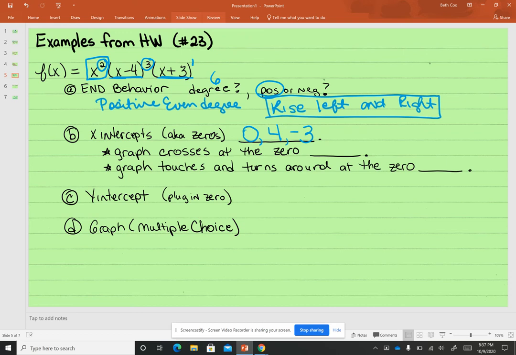Okay, so now, crosses. Which one of these zeros cross? Well, remember, crosses at the odd multiplicity. Okay, so now let's look.